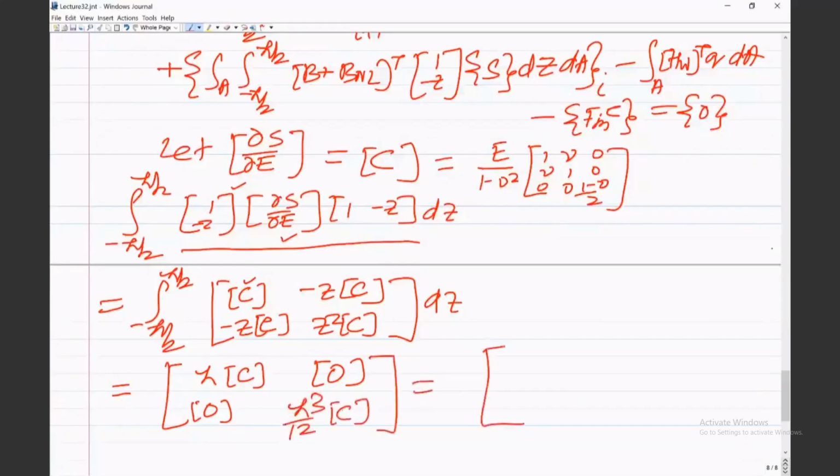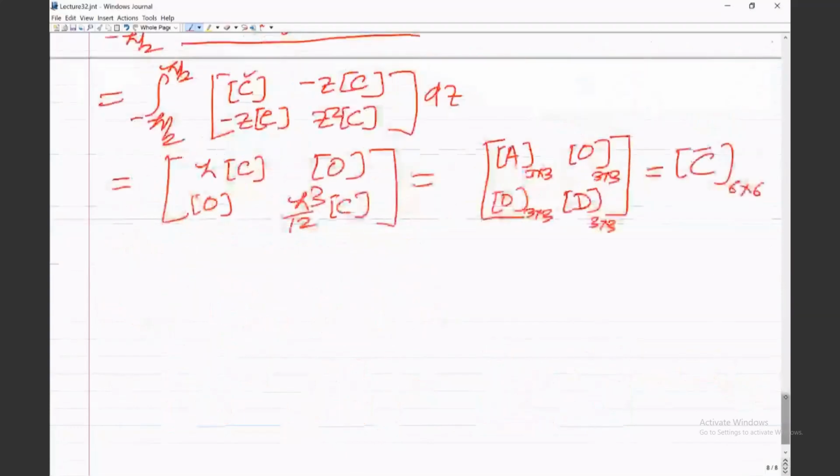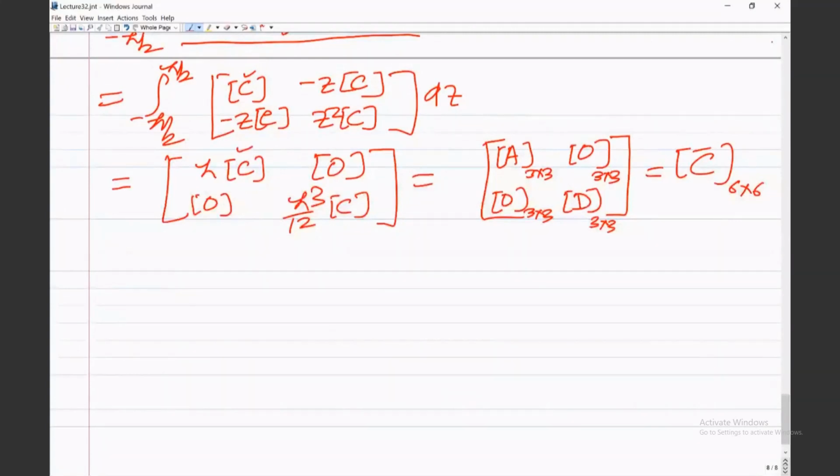Usually what we do in the literature of plate bending problem, this first term h into C is denoted as A, extensional stiffness matrix, and D is the bending stiffness matrix. And let us say this is going to be a 6 by 6 matrix. See, this is 3 by 3, this is also 3 by 3, 3 by 3, this is also 3 by 3. So overall this is going to be a 6 by 6 matrix. So let us say it is C bar, which is 6 by 6. Here A is h into C, and D is h cube by 12 into C. This is the extensional stiffness coefficient matrix.